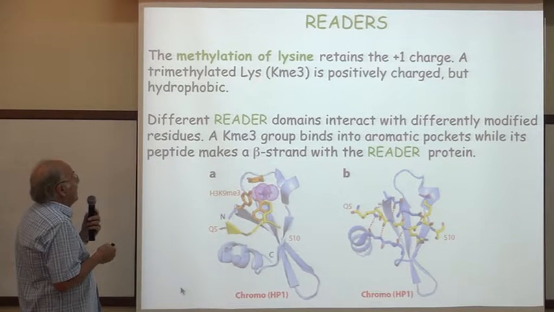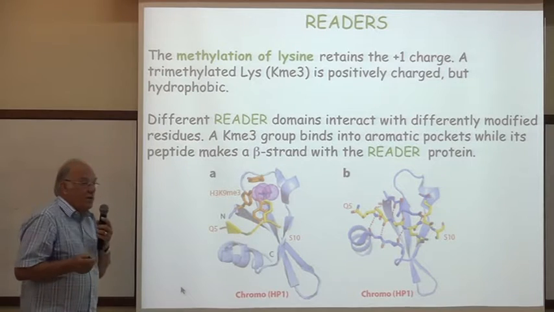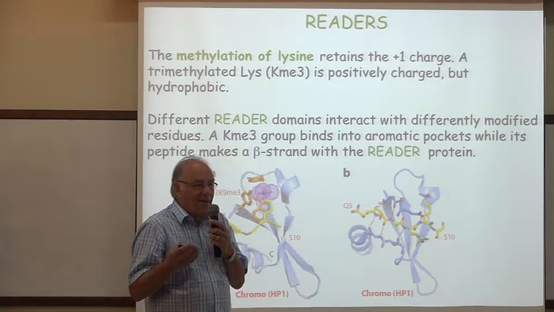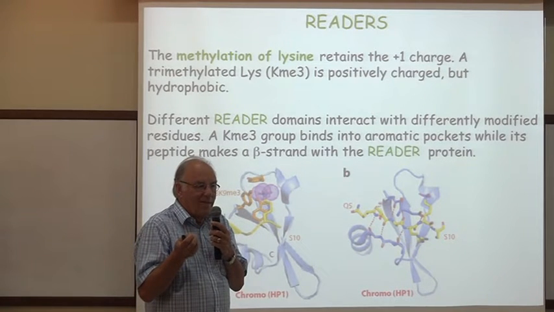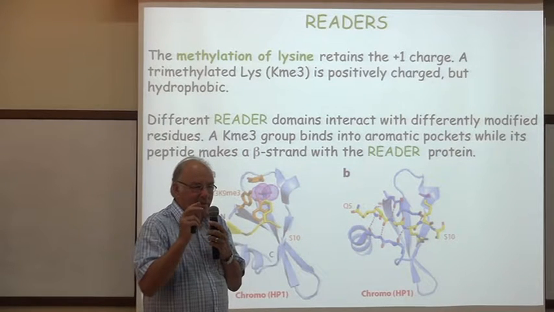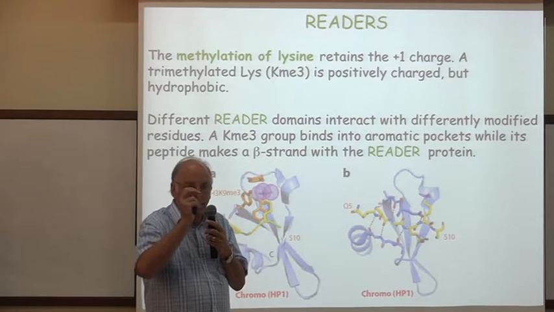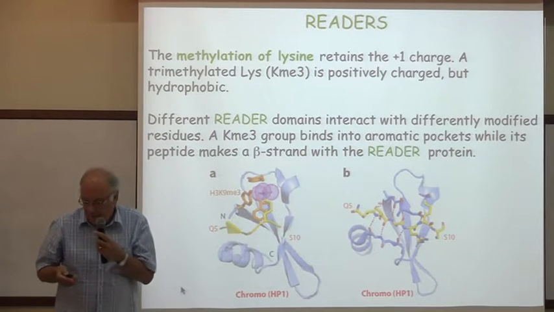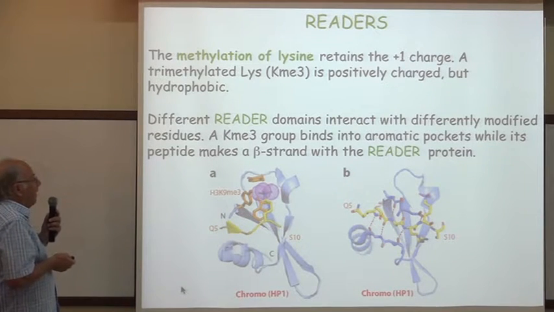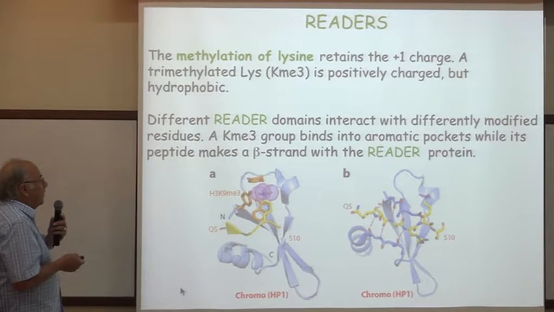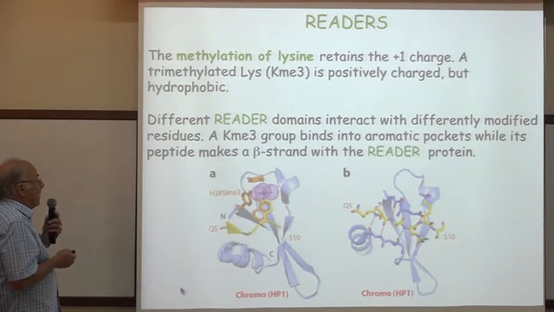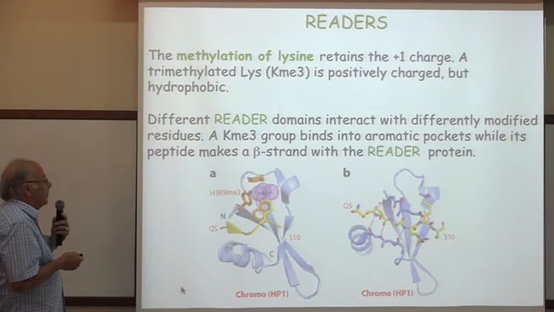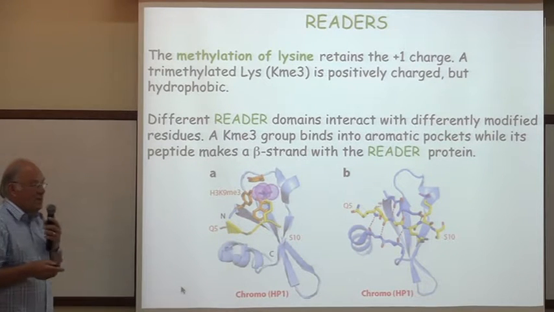So 3-methylated lysine is positively charged but hydrophobic. So this is very strange. It has no possibility to make a hydrogen bond, but nevertheless it has a positive charge. I mean, imagine the amino group having 3 methyl groups on it. It is positively charged but cannot make a hydrogen bond. So how do you deal with this? And I'll show you that. Different reader domains interact with differently modified residues. So the lysine methyl 3 group binds into an aromatic pocket. So this is the way to deal with it.